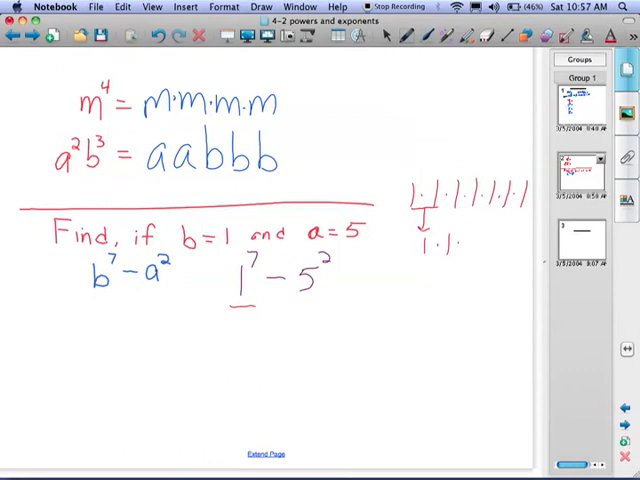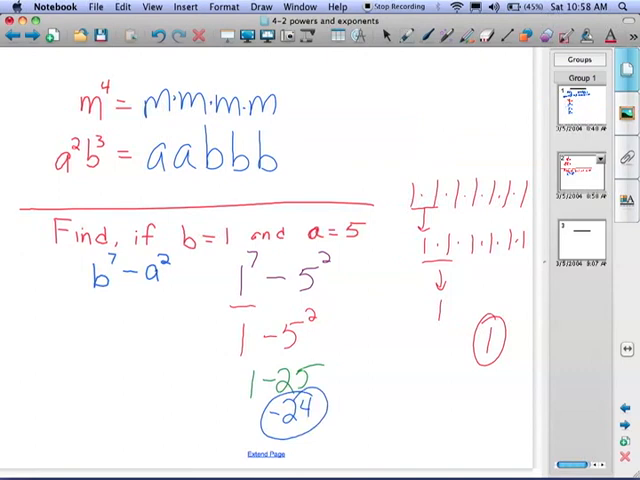Bring down everything else. You're going to end up with 1 as your answer. 1 raised to any exponent is always going to be 1. So 1 to the 7th power is 1. 1 minus 5 squared. Now we take care of the 5 squared, which is 25. Bring down the 1 and the minus. Please make sure you keep things in order because the order is important. So now we have 1 minus 25, which is negative 24.